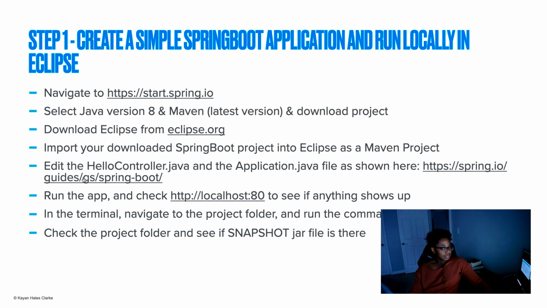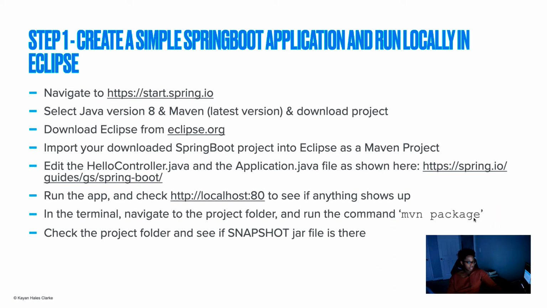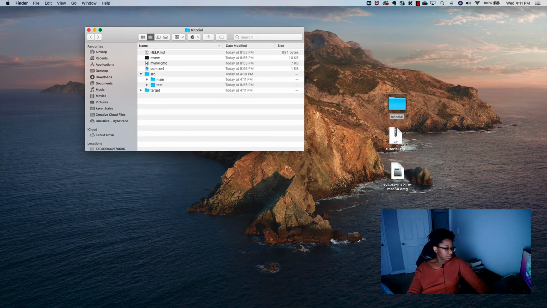So we did edit the HelloController and the Application.java, but ours was the TutorialApplication.java file. We ran the app and we checked localhost to see if anything shows up. We used port 8080, but we also could use port 80. That's fine. So now we are going to create our snapshot.jar. What that entails is going to the terminal, going to the project folder, running that command, and then making sure in the project folder we see that snapshot.jar. So let's open up our terminal.